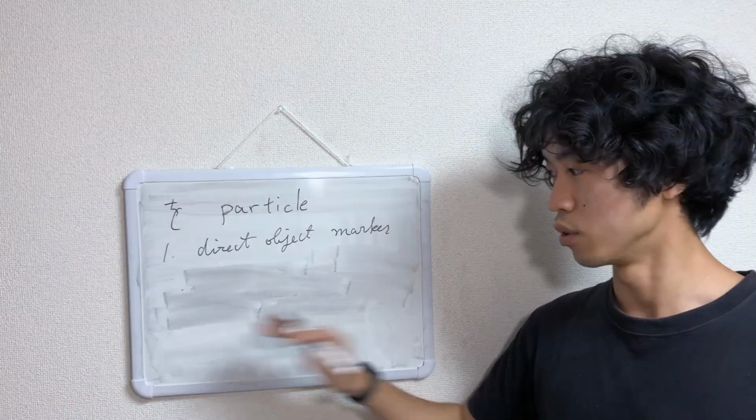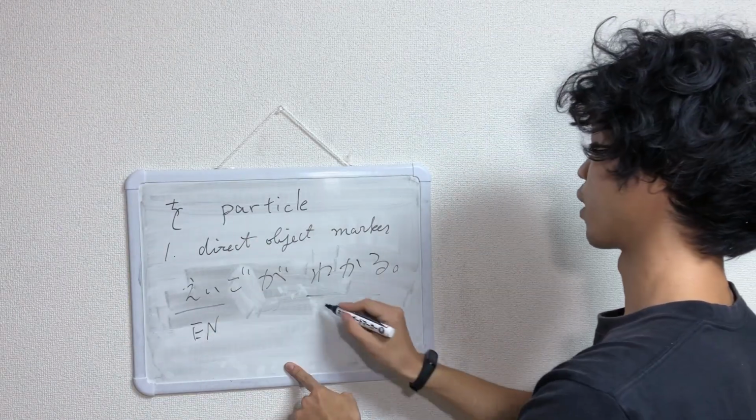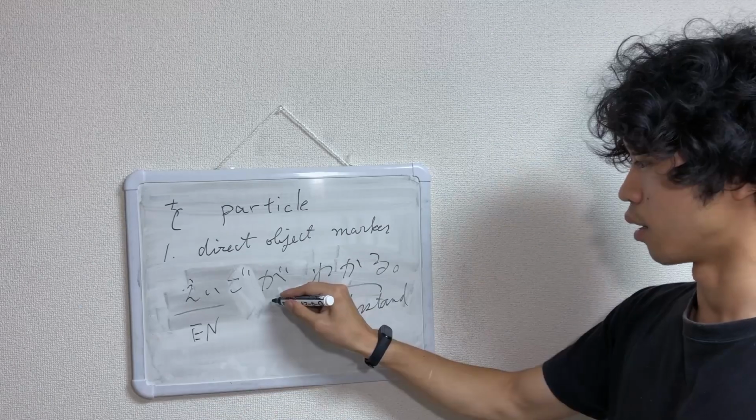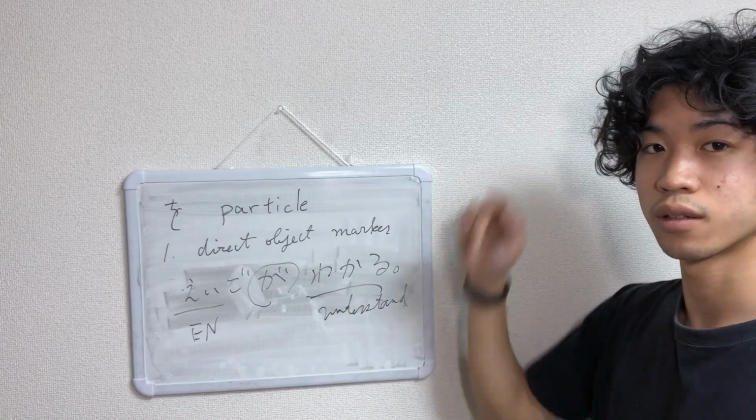For some verbs, you cannot use this one. 英語がわかる。英語, English. わかる, understand. I understand English. Now, you have to use ga for certain words. If you want to know about ga, it's right here. You can check it out.